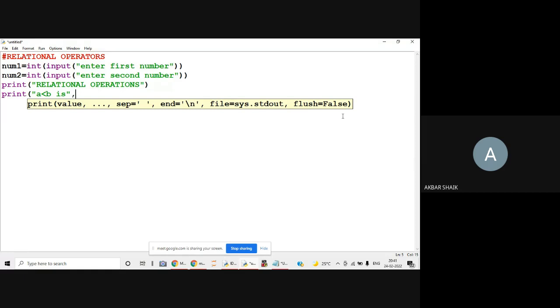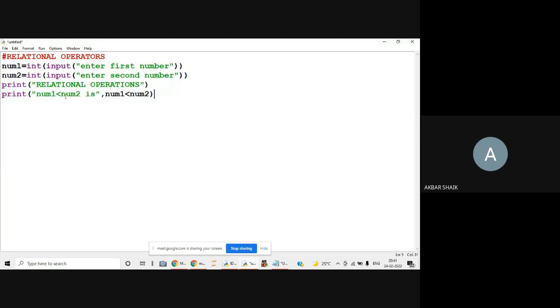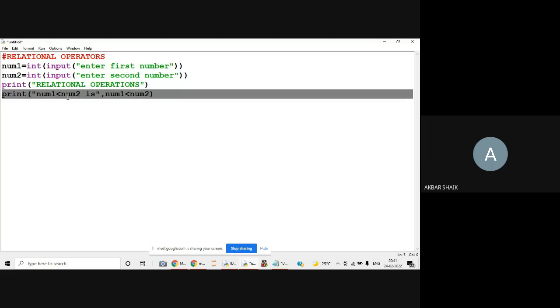Here you write A less than B: number1 less than number2. The result is "number1 less than number2 is" followed by number1 less than number2. So this is the result we'll get. Okay. Next.